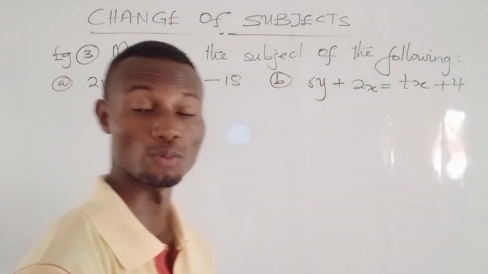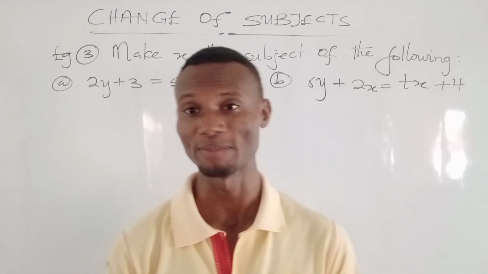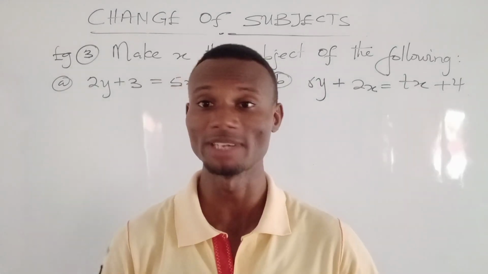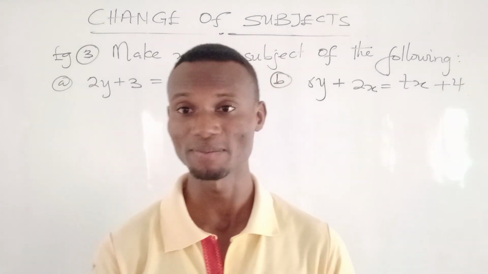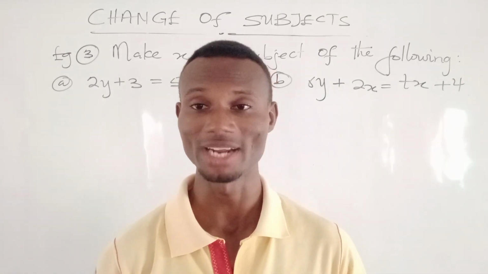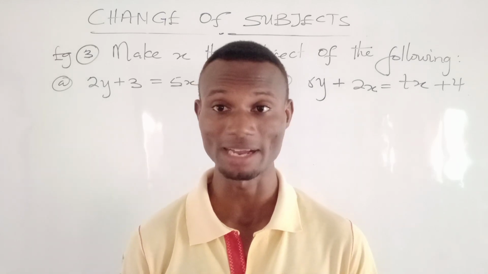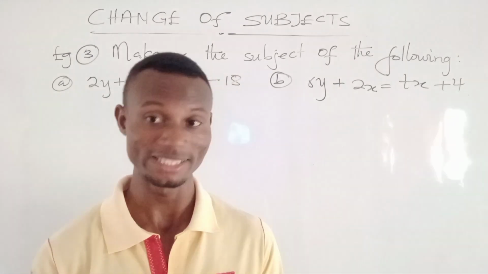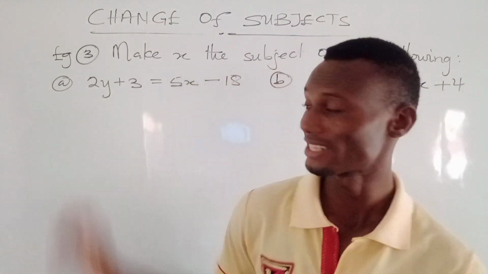So we have to make S the subject in each of the given equations, and what that means is that we have to make S stand alone. Making S the subject means that everything that is attached to S, we are going to move away so that S can stand alone. I've explained this a lot in the previous video, so we are using the same understanding here. So let's start with A.